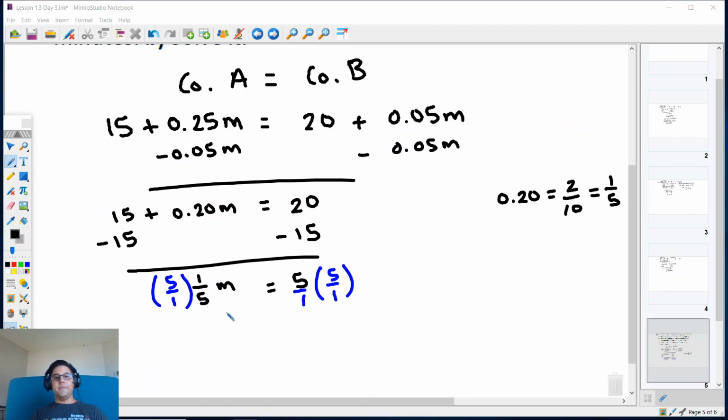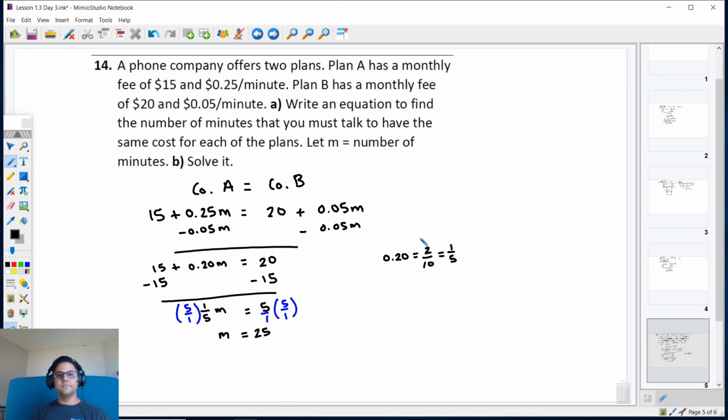Where m is going to be the number of minutes, where the company charging will be exactly the same for company A and company B. So 5 times 5 is 25, so 25 minutes. Part B, solve it. Just did. Nice. And again, if I want to check it, I can plug it back in and see if it comes out to the same cost. Again, it didn't ask to figure out the cost, it just wanted you to solve for the number of minutes.